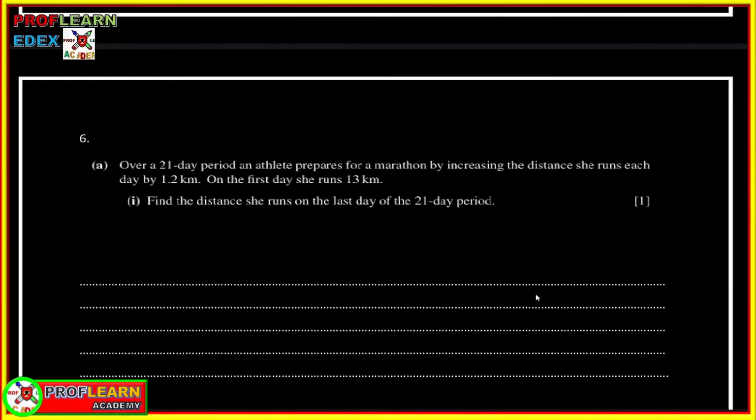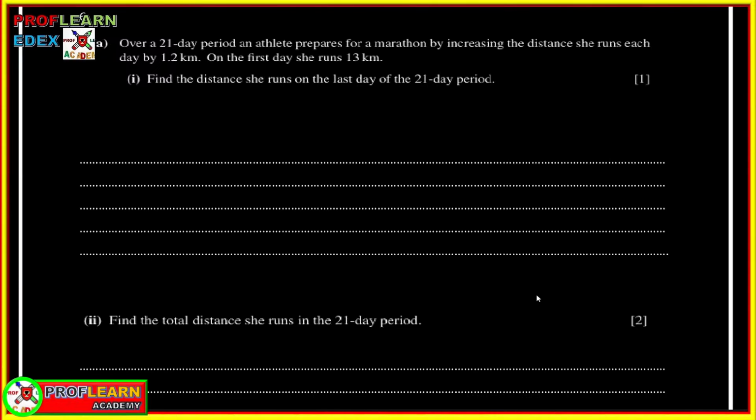In question number 6, over a 21-day period, an athlete prepares for a marathon by increasing the distance she runs each day by 1.2 kilometers. On the first day, she runs 13 kilometers. Find the distance she runs on the last day of the 21-day period.